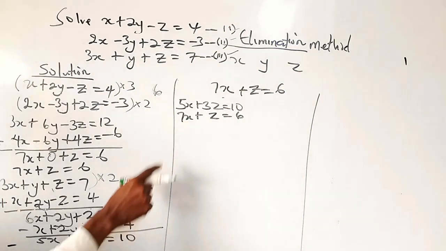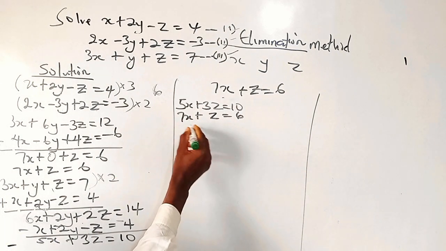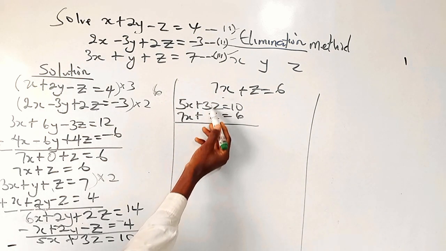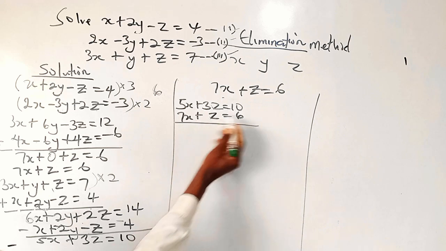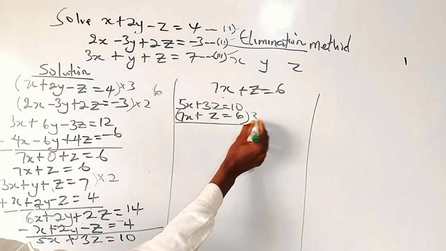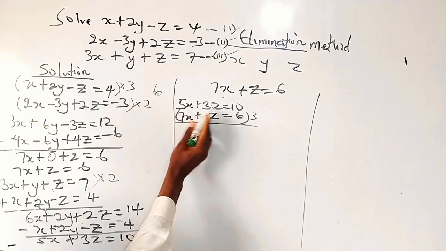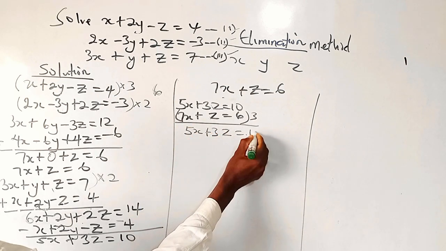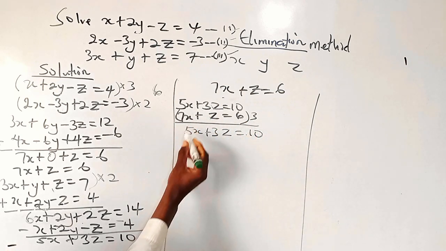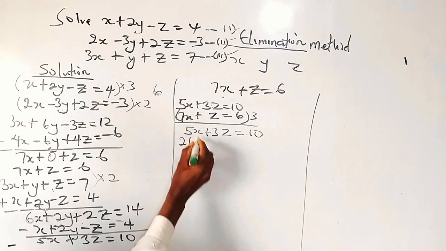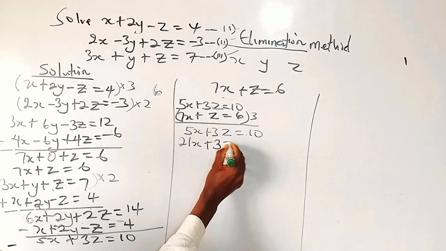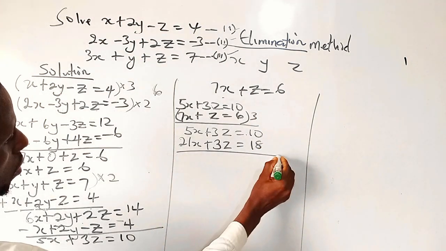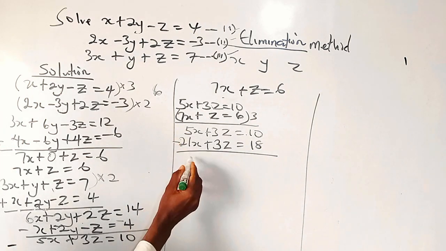So from here now you solve further. We want to make the coefficient of z equal. So we multiply equation 2 by 3. When we do that, we repeat what we have here: 5x plus 3z equals 10, which is this. And this, we have 3 times 7 is 21x, plus 3 times z is 3z equals 3 times 6 is 18.